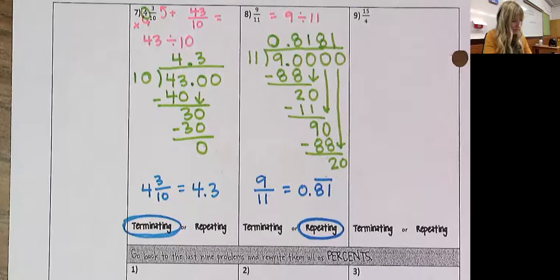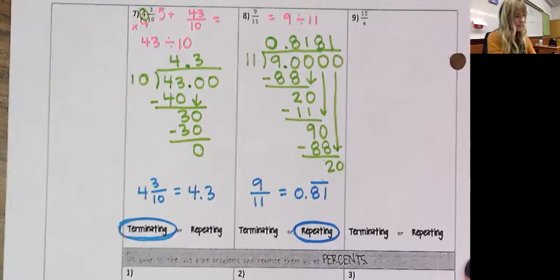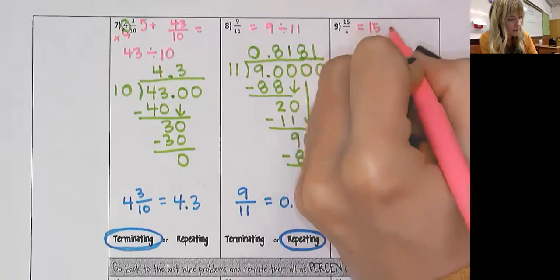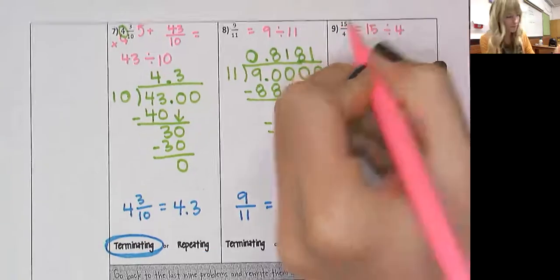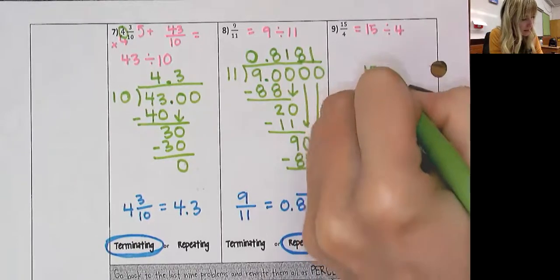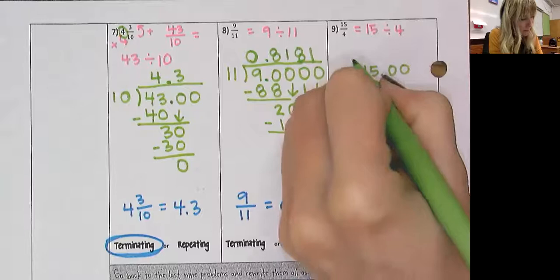Okay, one more long division. This one is already written as an improper fraction. So this means 15 divided by 4, this means 15 divided by 4, and this means 15 divided by 4.